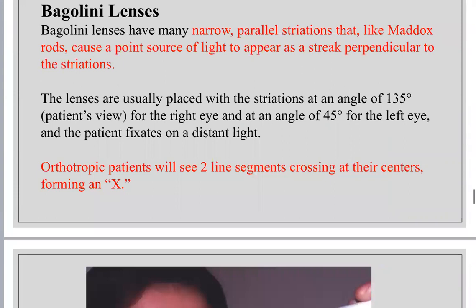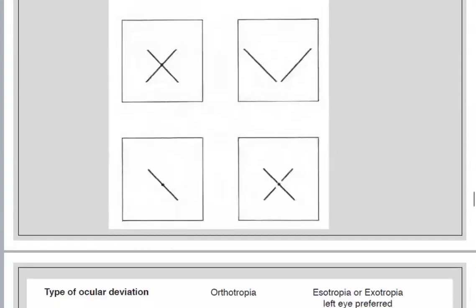Okay. Look at this one. If this patient is normal, he will see this. If this patient has a deviation, look at this deviation. These lines are not crossing each other, so it is isodeviation. Look at this one. This patient has suppression in the left eye. He sees just the right. The central part is missing. This patient has a central suppression scotoma. This is called monofixation syndrome.